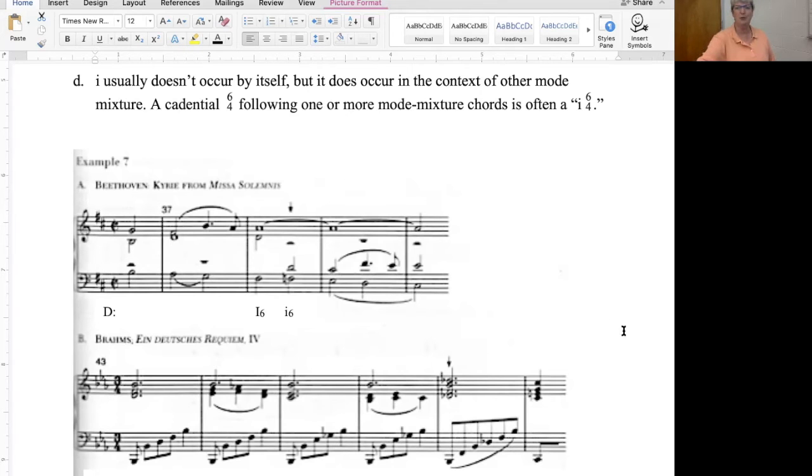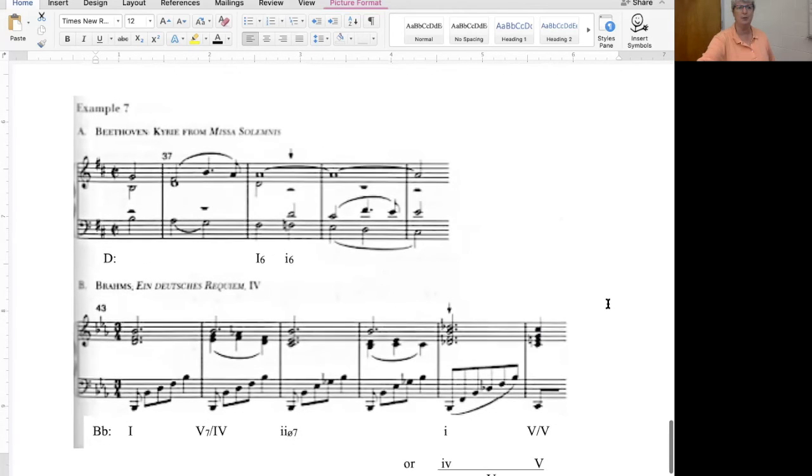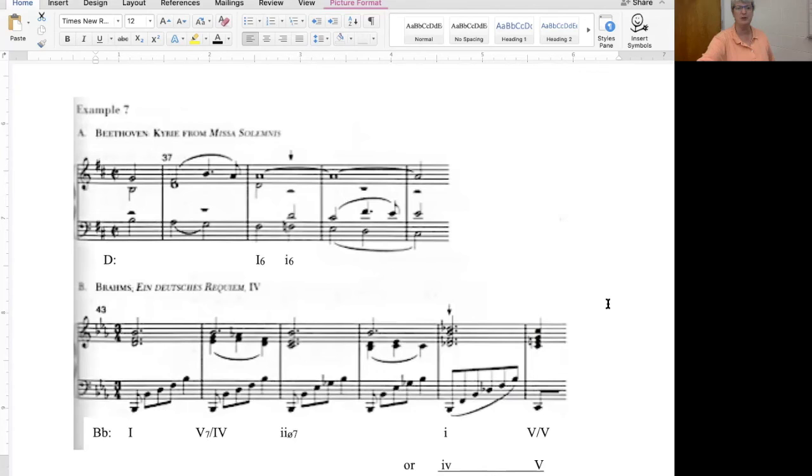My first example for you is from Beethoven's Missa Solemnis. And here the minor 1 6 chord is used as part of a descending bass line. It fills in as a chromatic passing tone between F sharp and E. So you can hear that the descending bass line goes 6, 5, 4, 3, lowered 3, 2, 1, 7.